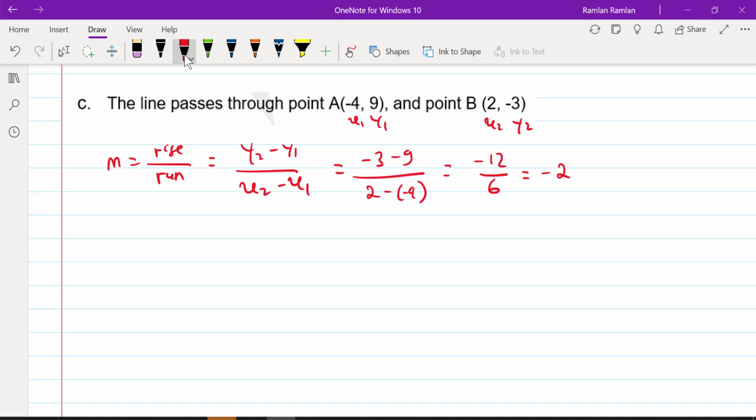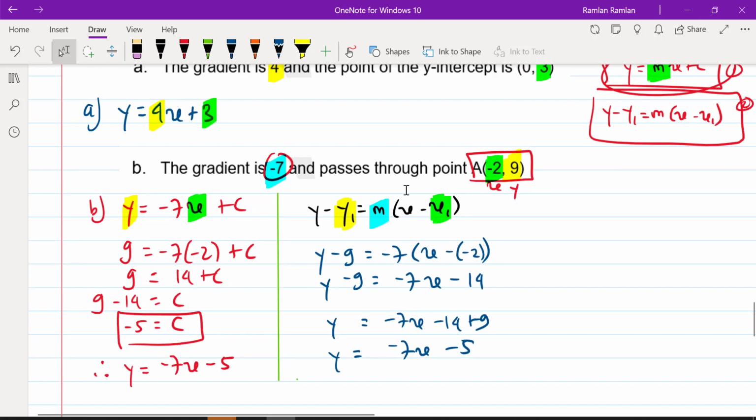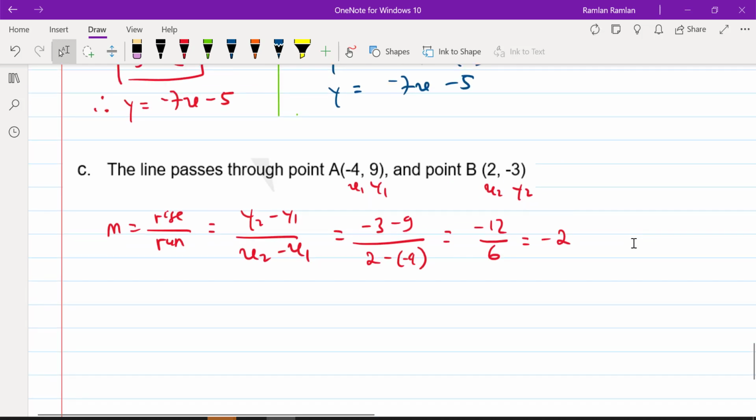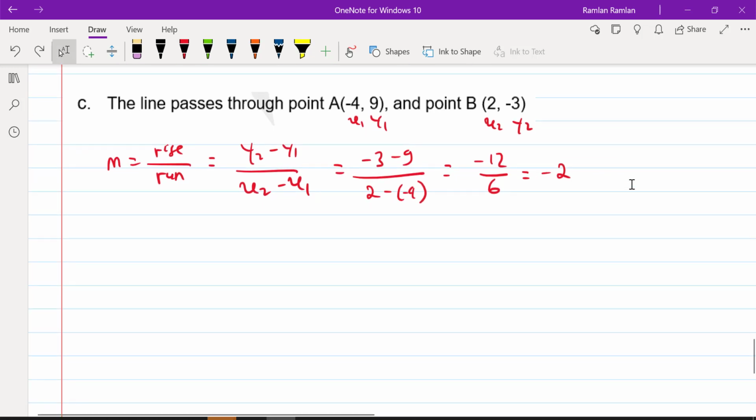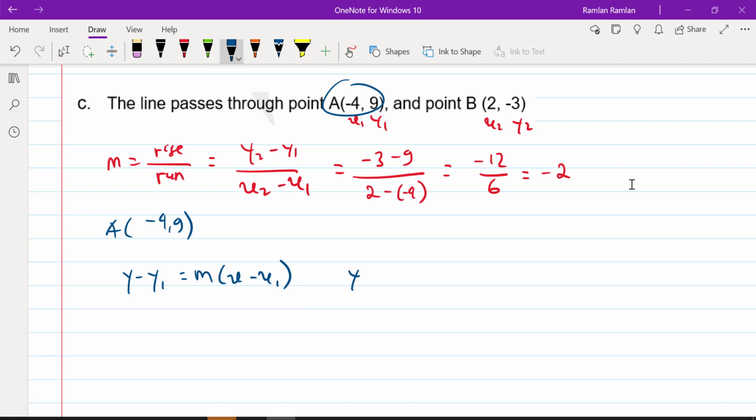So here we have a gradient, right? We're actually doing the same exact thing as the second question here. We have a gradient and we have a point. Actually, we have two points, but just choose one of them, and you will get the same exact answer. Okay, if I'm using, for example, the first one, point A, I'm going to use y minus y1 equals m times x minus x1. And again, you can also choose y equals mx plus c.